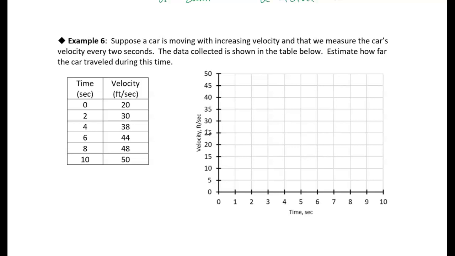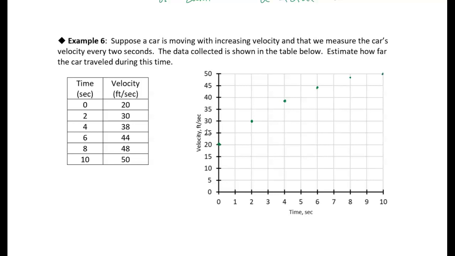All right. Suppose a car is moving with increasing velocity, and that we measure the car's velocity every 2 seconds. And here's the data. It's in this table, and we're asked to estimate how far the car traveled. All right, so let's plot this data here. So 20, and then 30, and then at 4 we're at 38, so we're just below 40. So something about there. At 6 we're at 44, so about there. At 8 we're at 48, so about there, and then finally we're at 50. Okay, so we have some data.